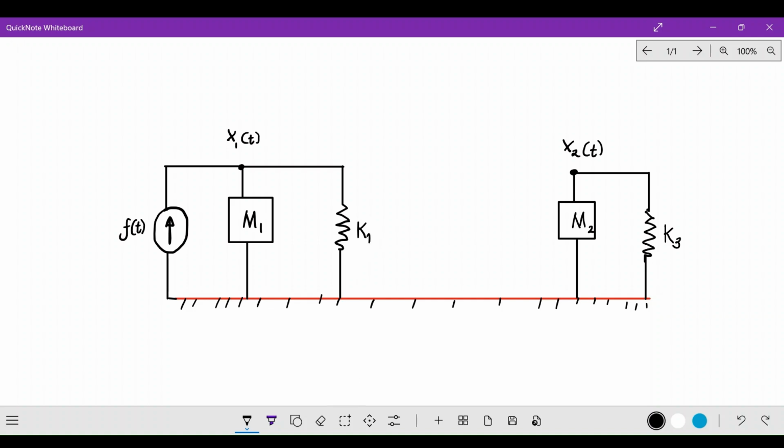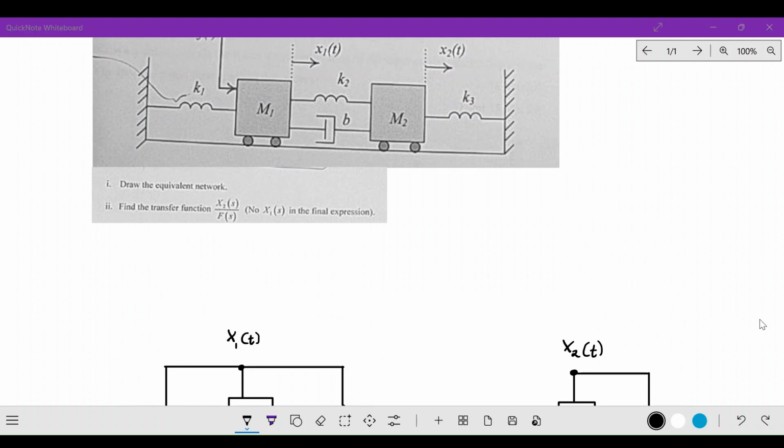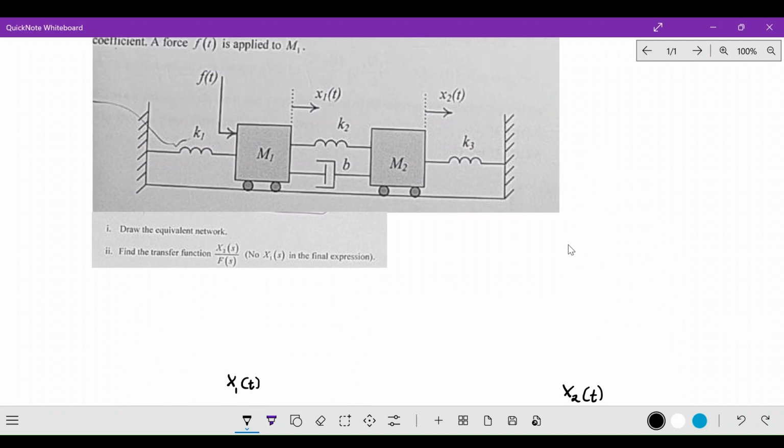Now, if you go back to the diagram, the next rule is that the elements that are connected between two different displacements must also be connected in parallel, right? Because they're undergoing the same displacement. So they must be connected between those two nodes. Elements that are connected between two displacements must be connected in parallel between those nodes.